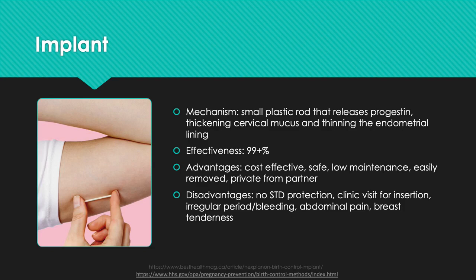The implant releases progestin. There have been a few different types of implants in the past, but currently in the US, the only one on the market is called Nexplanon. Like the mini pill, it thickens cervical mucus and thins the lining of the endometrium through the use of progestin. It is more than 99% effective.